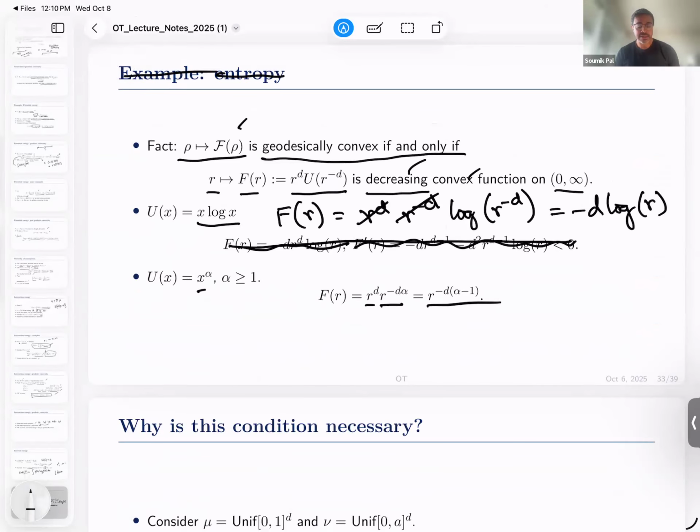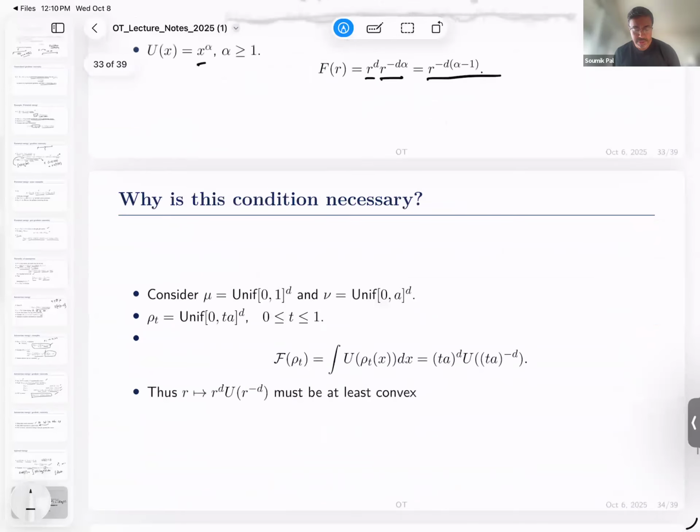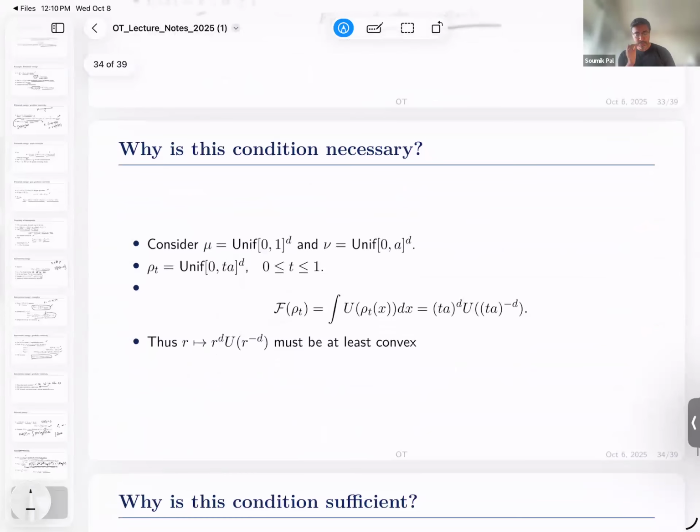Why is this condition necessary? This condition is so bizarre. So I'll try to explain through one particular example. Take mu to be uniform over the cube 0,1 to the power d, and take nu to be uniform over a cube of side length a. I've done this calculation before in my last class, with these two uniform distributions.